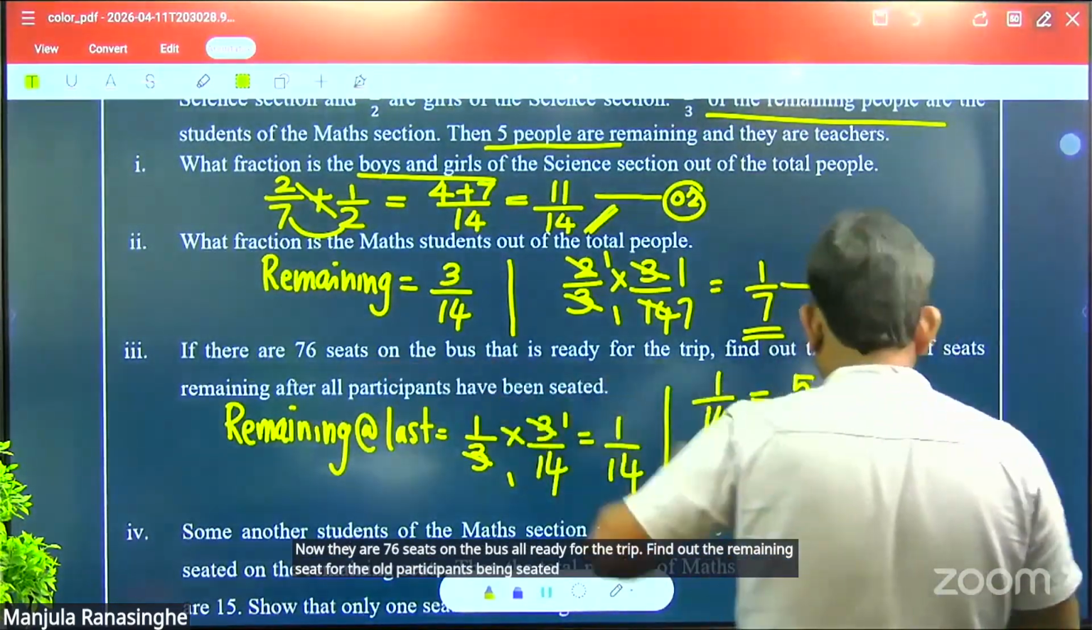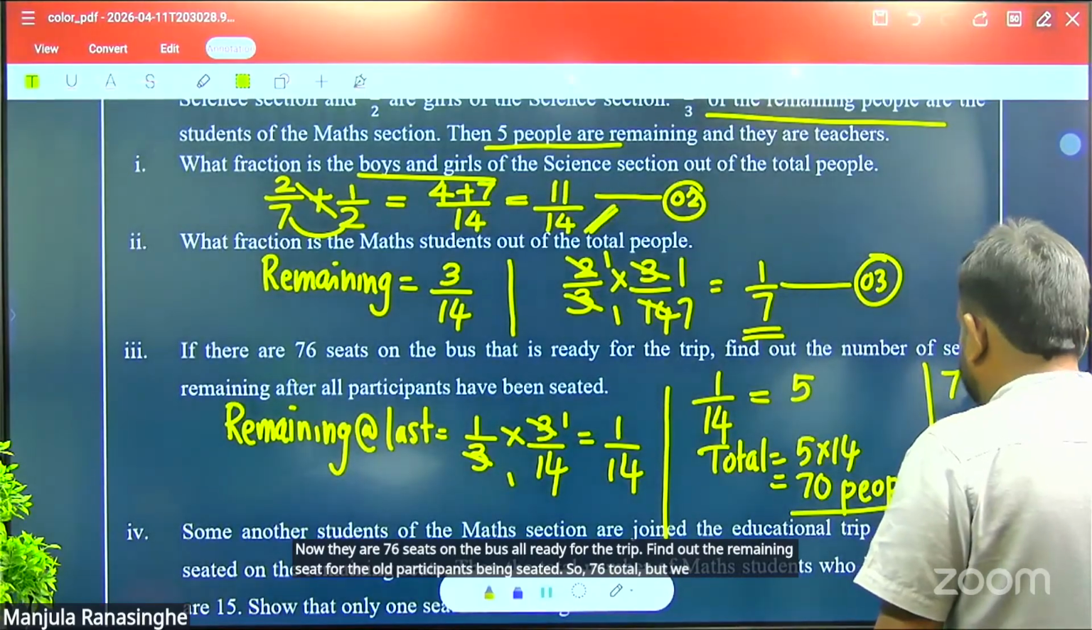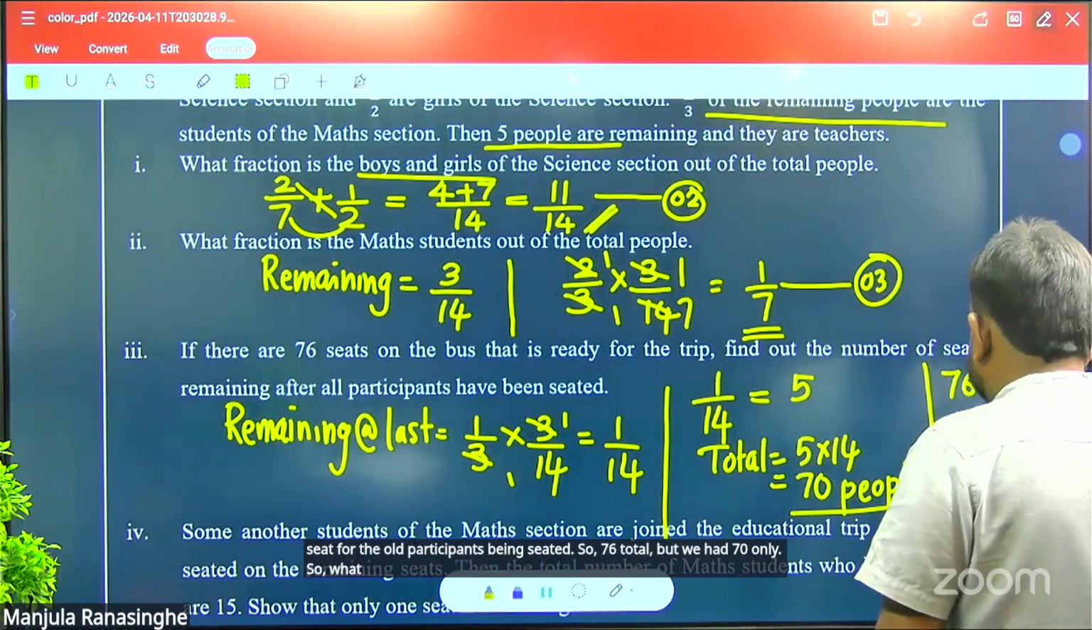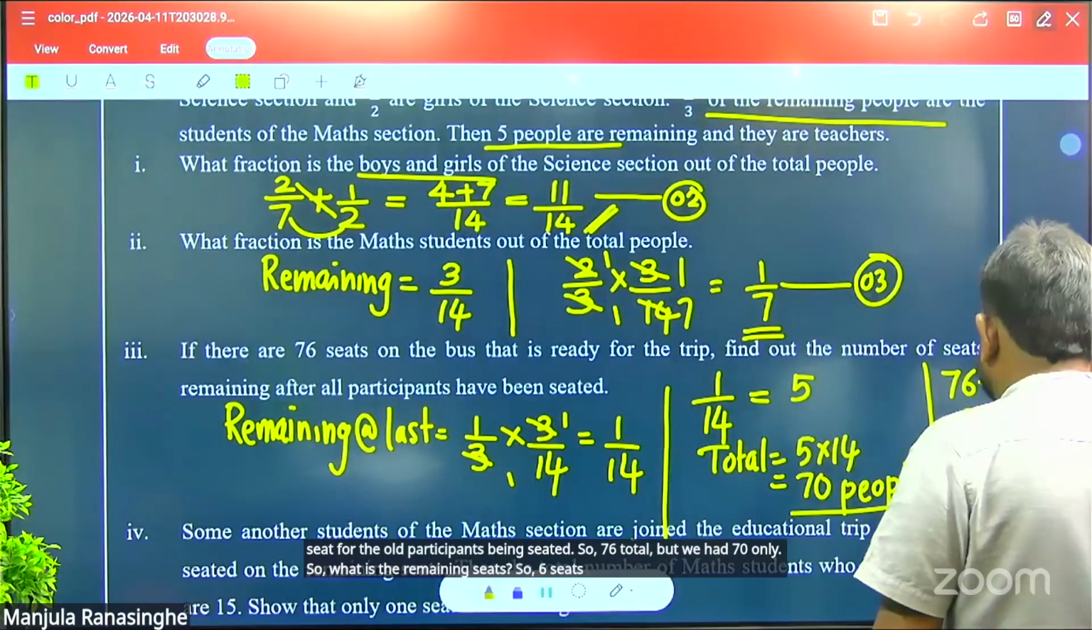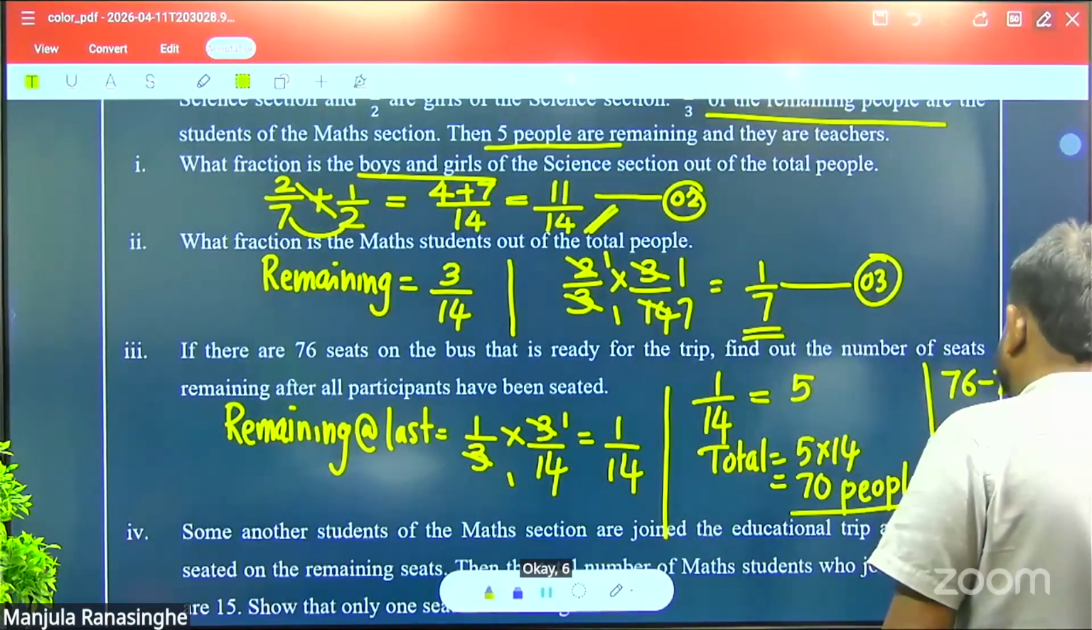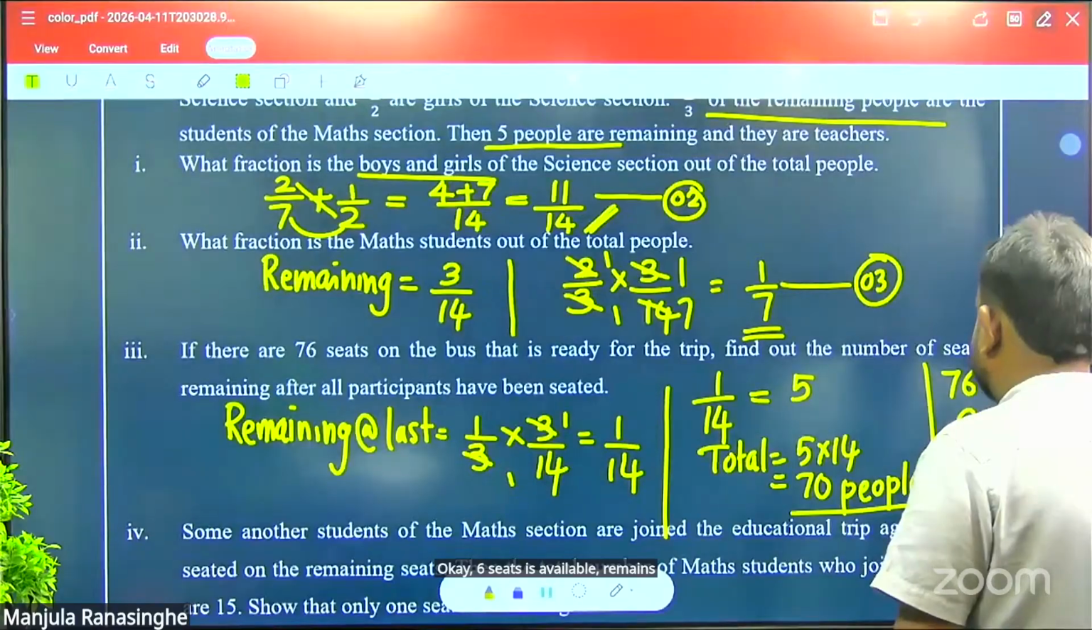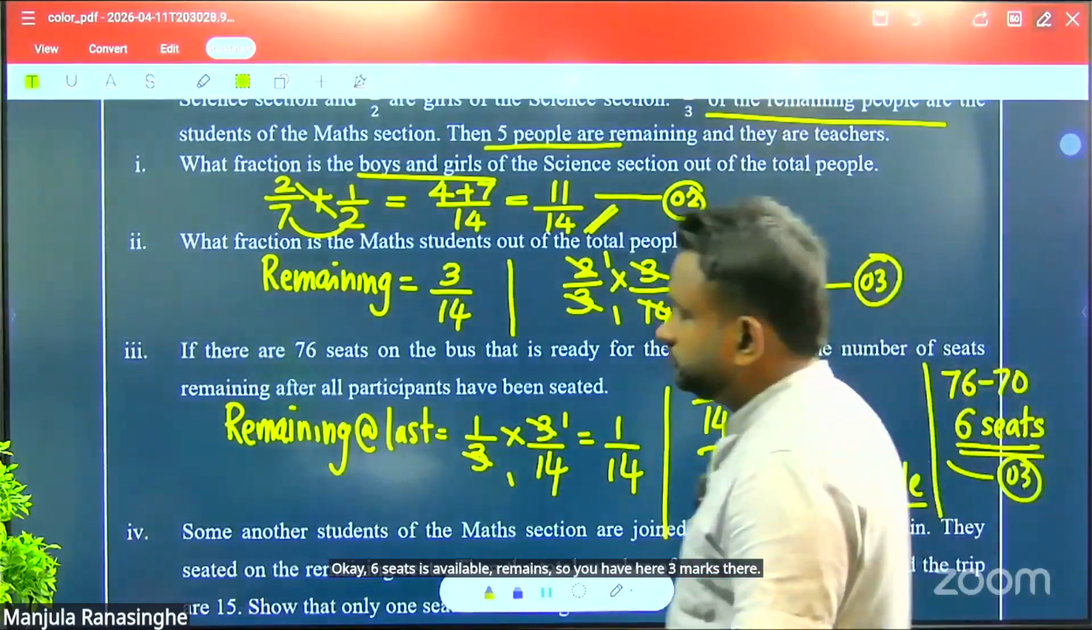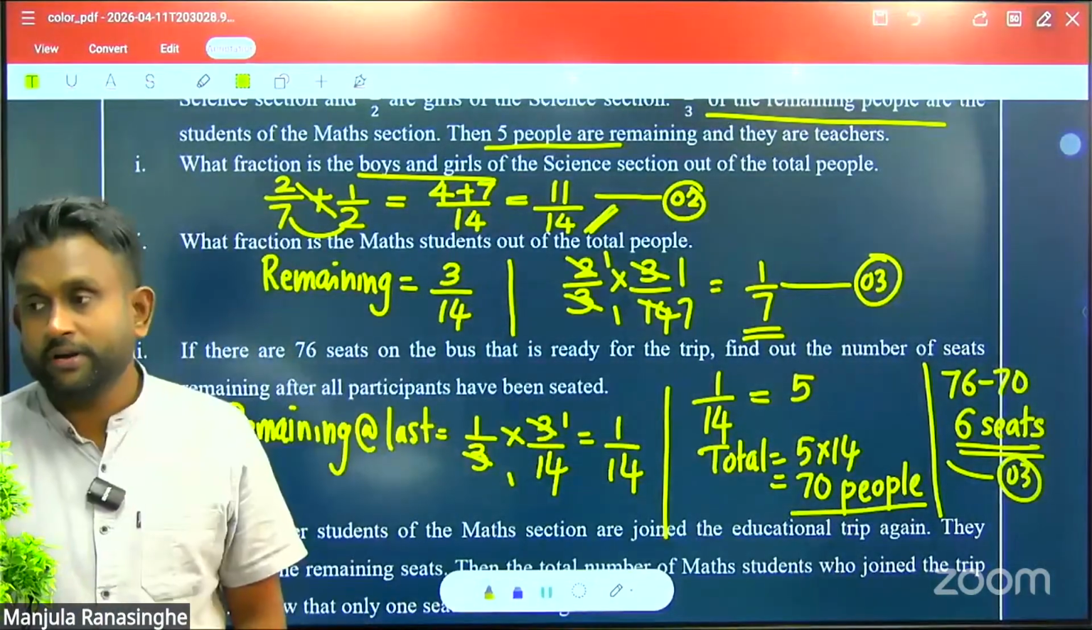So 76 total, but we had 70 only. So what are the remaining seats? So 6 seats available. Okay, 6 seats are remaining. So you have here 3 marks there. A nice question.